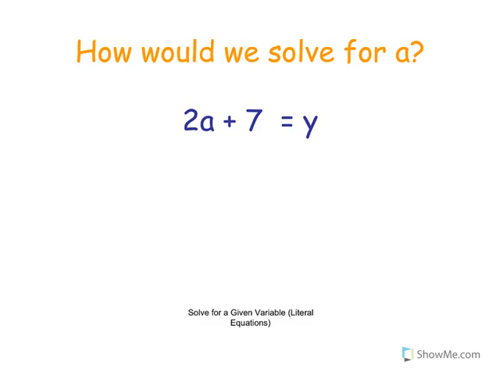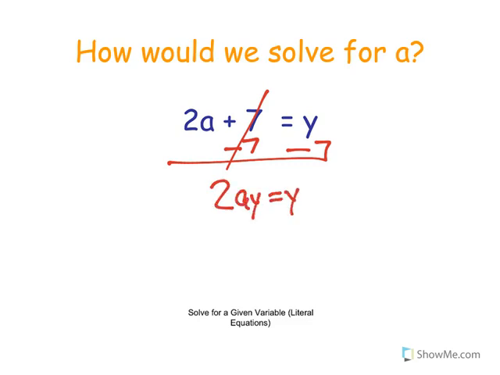Okay, so how are we going to solve for a? Well, the first thing we have to do is we need to isolate the a term. So I need to add negative 7 on both sides, which is going to give me 2a is equal to y minus 7. So 2a is equal to y minus 7.